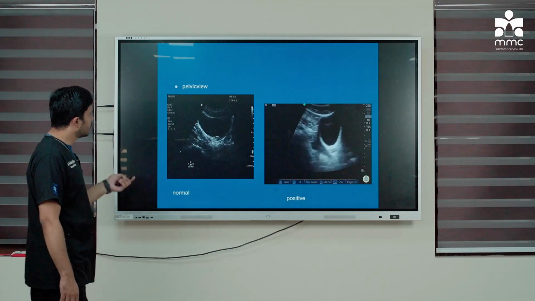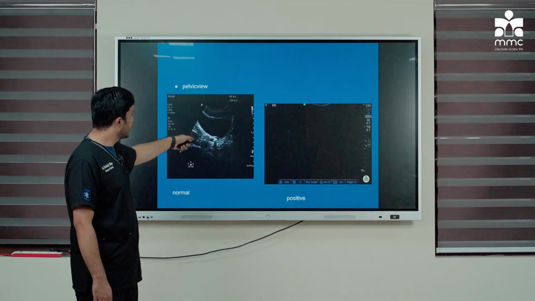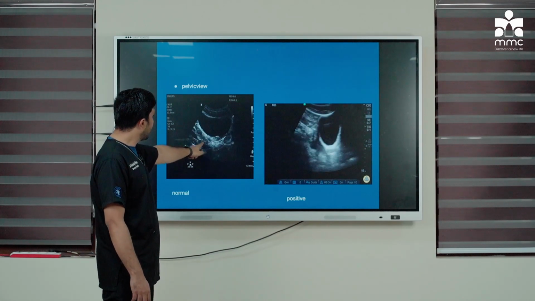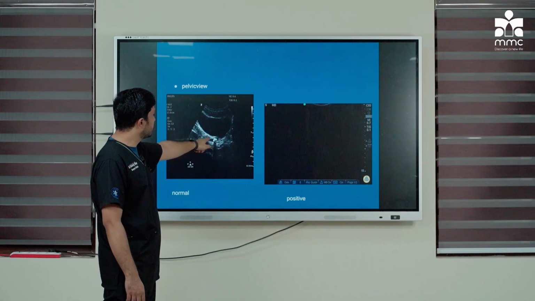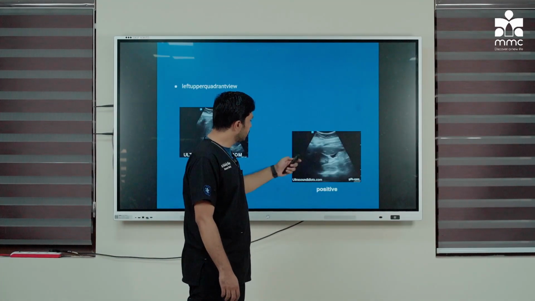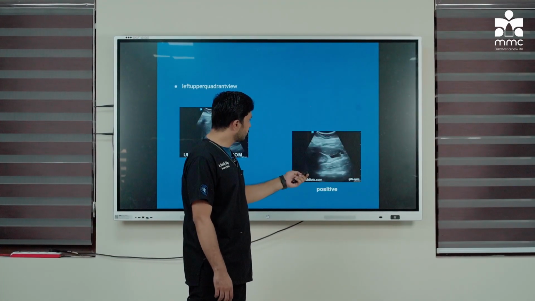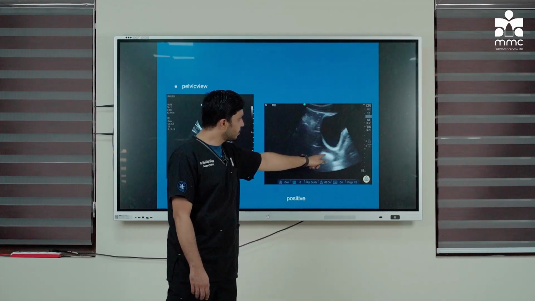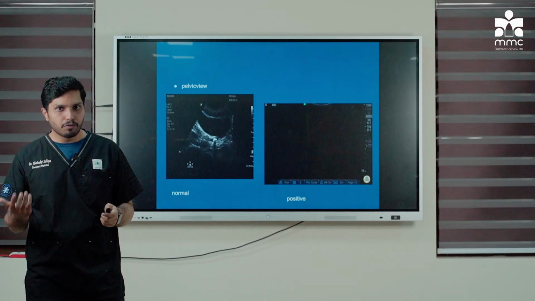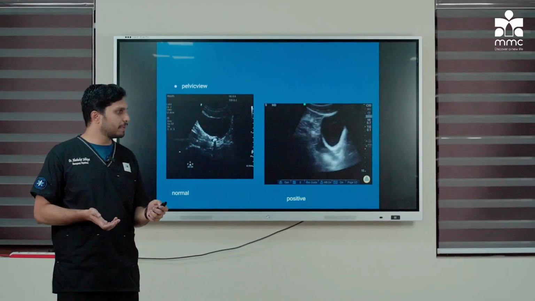So another thing is called the pelvic view. Here we can see that this one is the bladder, and between the bladder and the rectum there is no fluid. So here we can see that there is black colored fluid in the abdomen, in the pelvic region. Yeah, so it is also showing a positive FAST, or fluid in the abdomen.